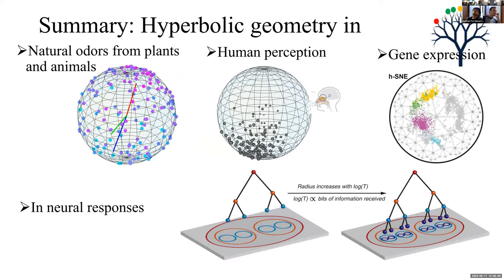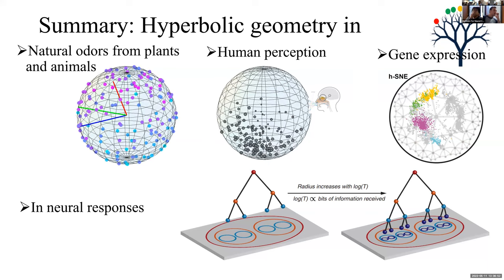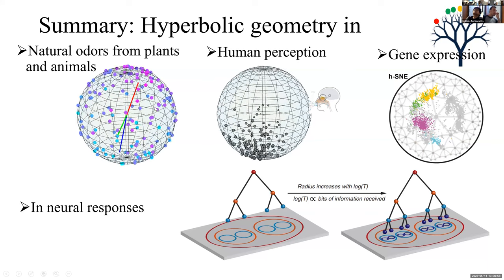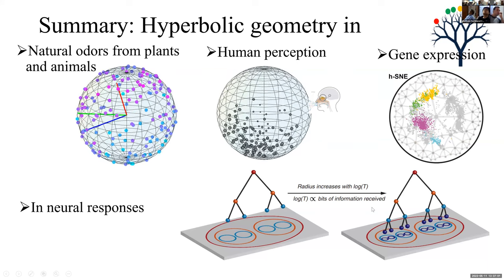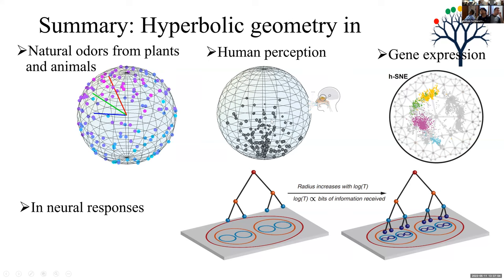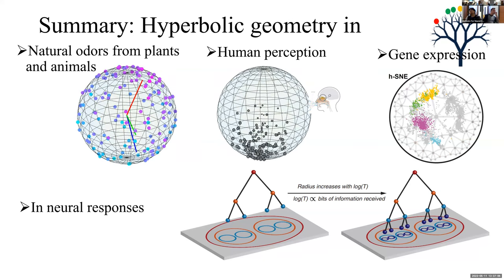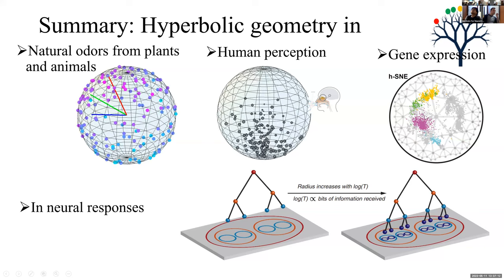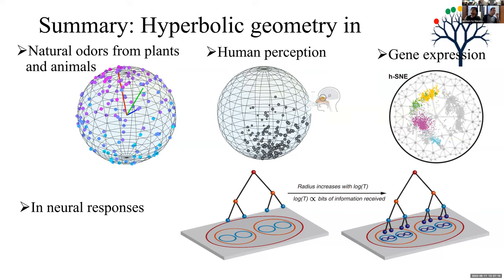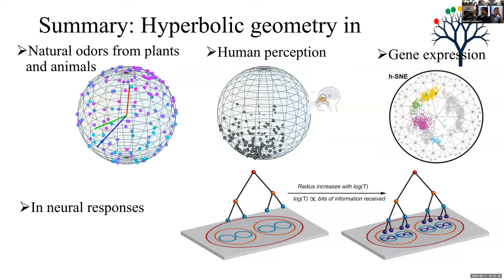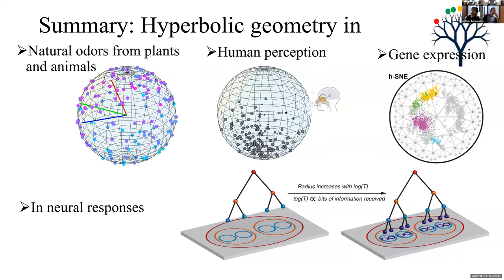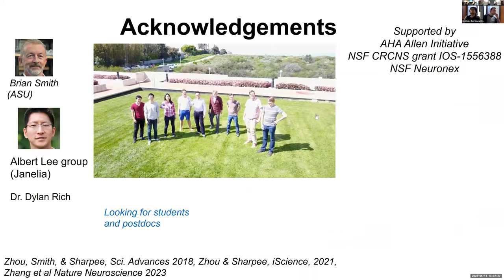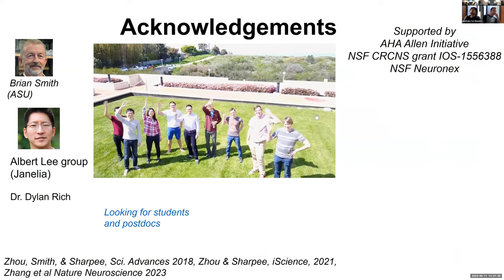I will just sum up here what I focused on in talking to you today: natural orders from plants and animals, this part. We discussed neural representations, and the part that I skipped was human perception. So perception of binds would be here, and actually gene expression. And we have some methods based on t-SNE and MDS that take into account hyperbolic geometry, and in doing so, they achieve improved visualization.